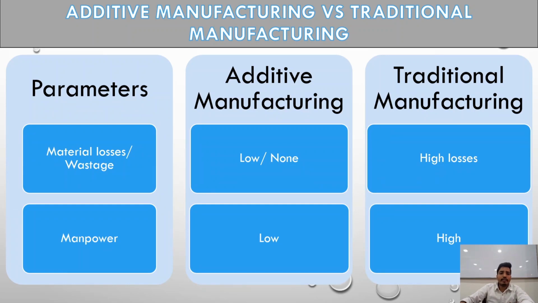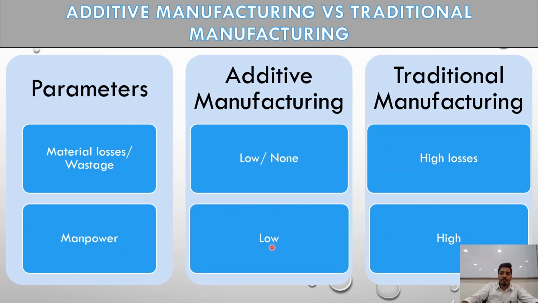So the next parameter is material losses. In additive manufacturing, it is very low, or it can be none. Only the supports will be there, and if there are supports, then there will be some material loss. In traditional manufacturing, obviously it is a subtractive type of manufacturing, so there are high losses.